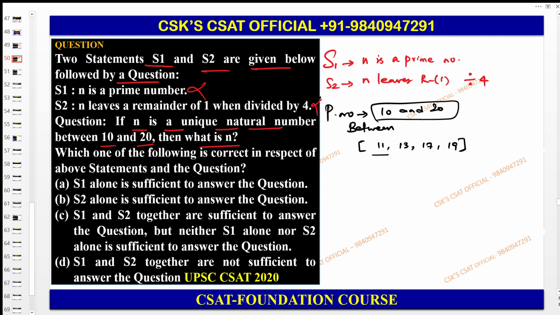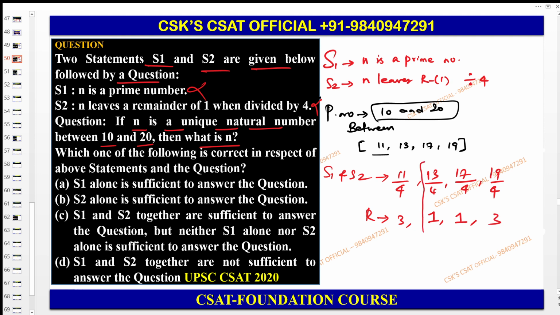Now let us see S1 and S2 combinedly. n is a prime number, and n leaves a remainder of 1 when divided by 4. Let us check this: we divide these numbers by 4, and only one value has to give the remainder 1. Here the remainder is 3, here the remainder is 1, here also remainder 1, and here the remainder is 3.